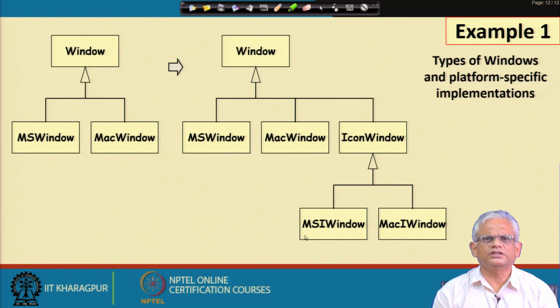To be able to use the bridge pattern, we must identify what is the abstraction here and what is the implementation. The abstraction are the different types of windows. For example, the icon window, the application window, these are the different types of windows, and their implementation, whether it is in the Microsoft platform, Mac or maybe the Unix platform, Android and so on, those are the implementation. If we consider that, then the application of the bridge pattern becomes very simple.